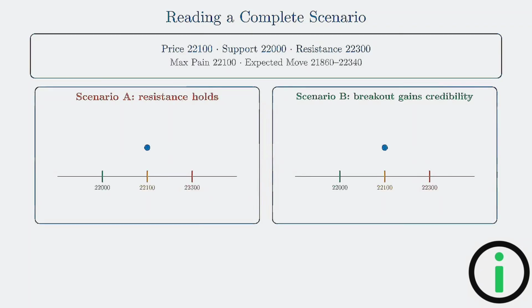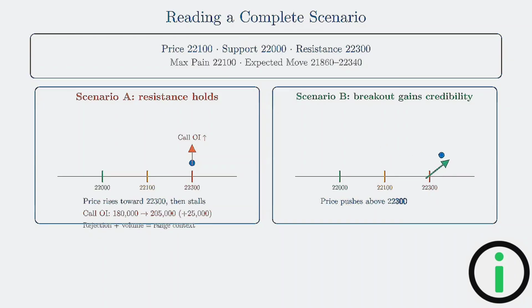Let us apply the workflow without pretending that the indicator predicts the future. Start with price at 22,100, support at 22,000, resistance at 22,300, max pain at 22,100, and expected move from 21,860 to 22,340. In scenario 1, price rises toward 22,300 and then stalls. Call OI grows from 180,000 to 205,000. A rejection candle and stable or rising volume would provide additional context for a possible range response, but your own entry rules must still decide whether any trade is acceptable.